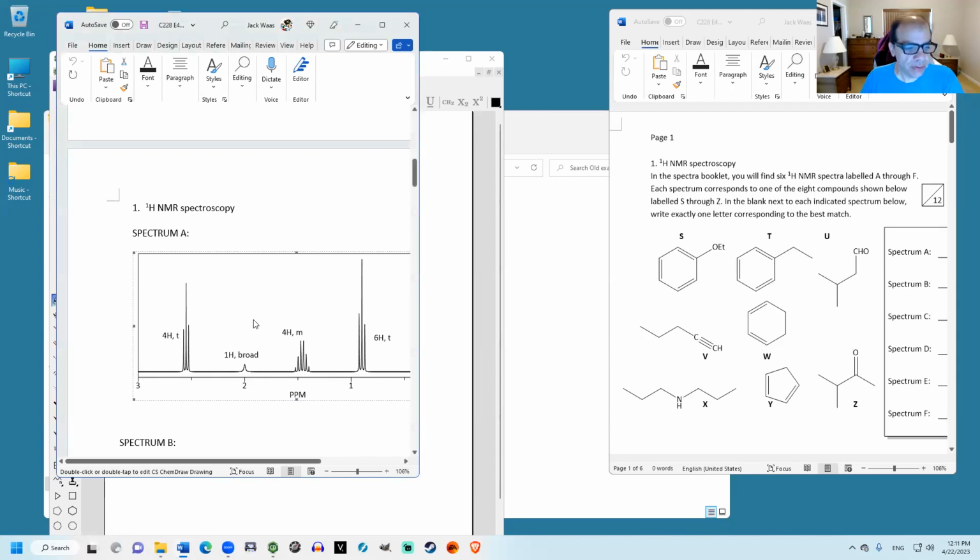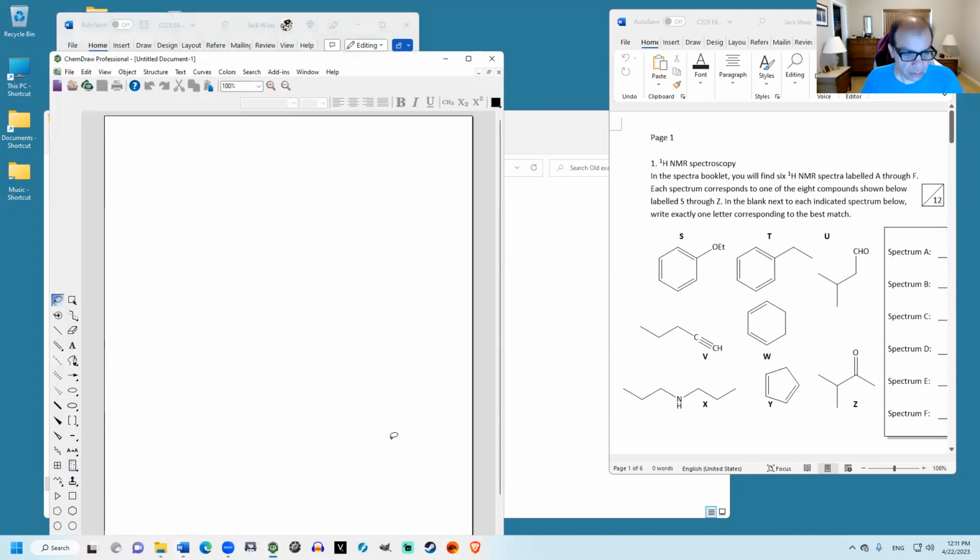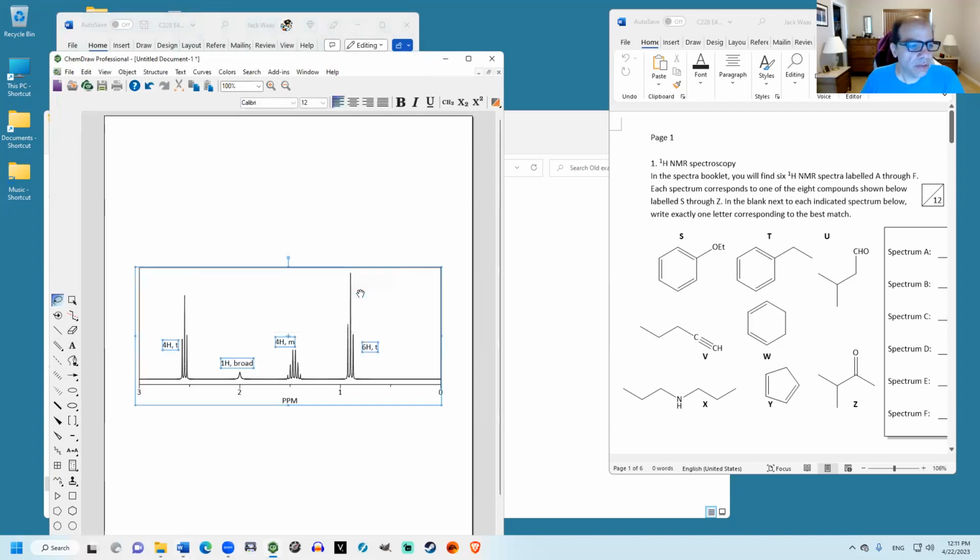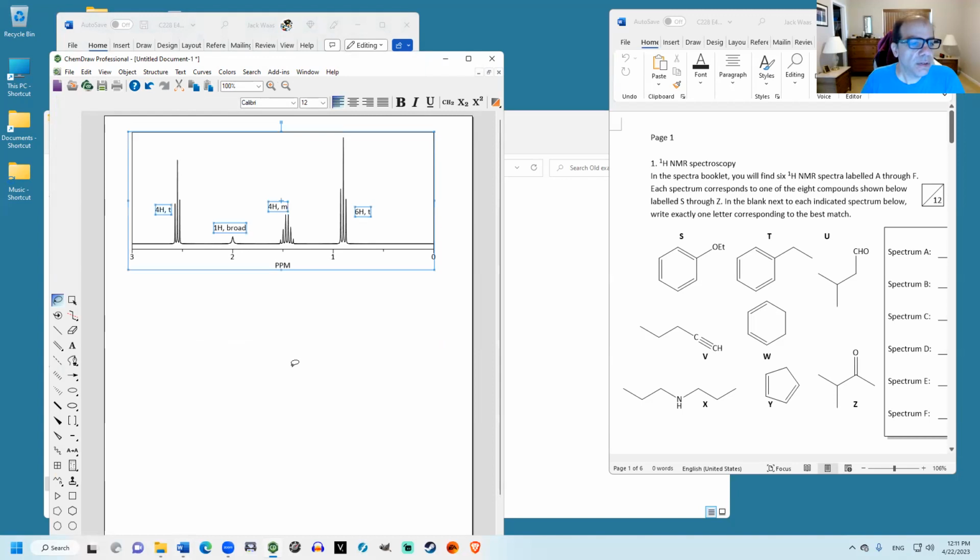So, the first spectrum looks like this. And the first thing I notice when I look at this spectrum is that we have a 6H triplet, a 4H multiplet, and a 4H triplet. The 4H resonances cannot be CH4. And the 6H resonance certainly cannot be CH6. So there has to be some kind of plane of symmetry. And I believe what we're looking at here is 2 methyl groups.